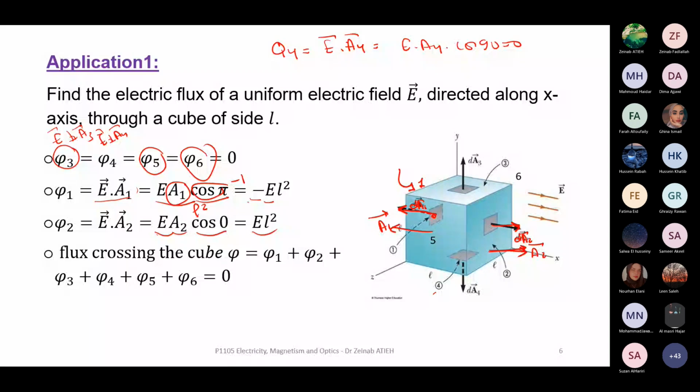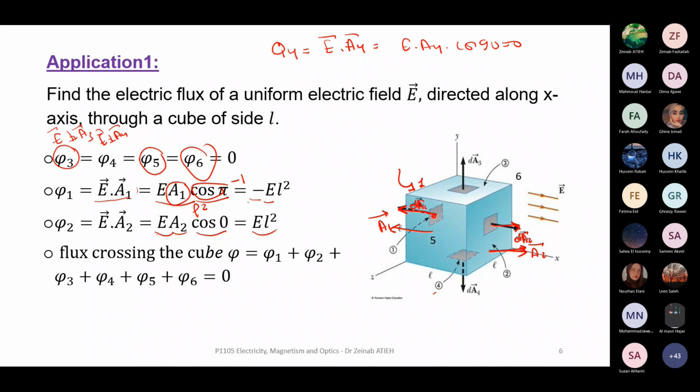So if I'm searching for the flux crossing a closed surface like the cube, meaning just the shell of the cube, the total flux, I add the fluxes from the different surfaces. I add phi 1 with phi 2 with phi 3 with phi 4 till we get our answer.